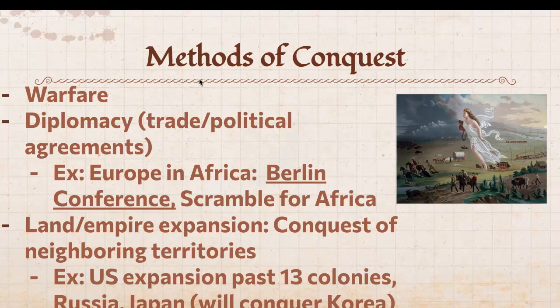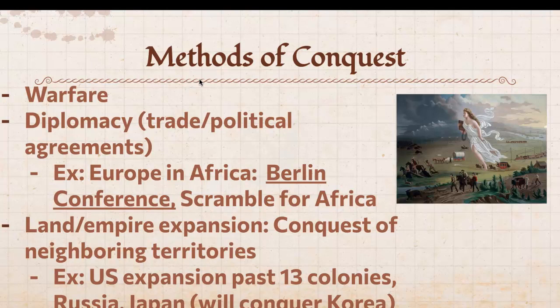The reason why these European imperialist countries want to take over Africa is due to the abundance, which means a huge ton amount of resources that Africa has at their disposal. And then very lastly, for methods of conquest, that is going to be land/empire expansion.